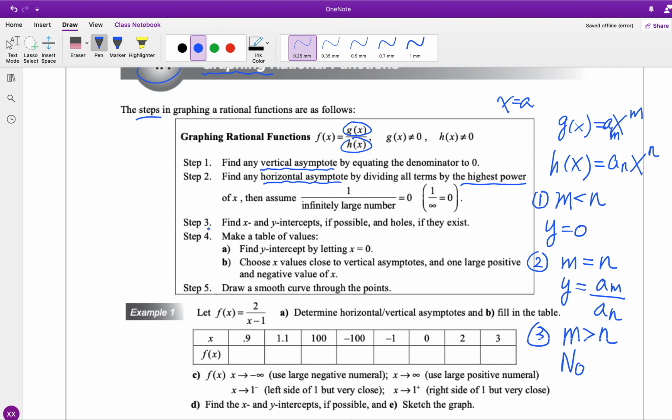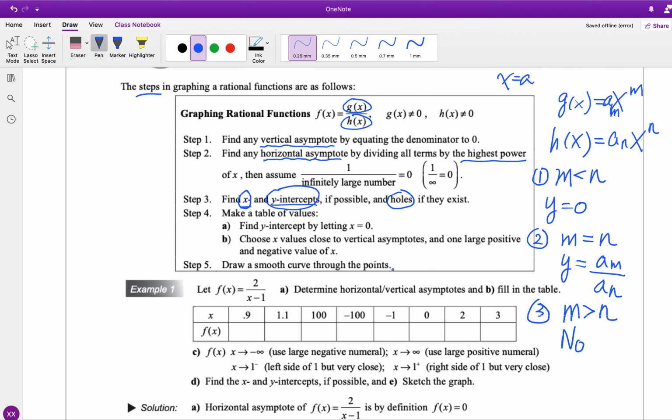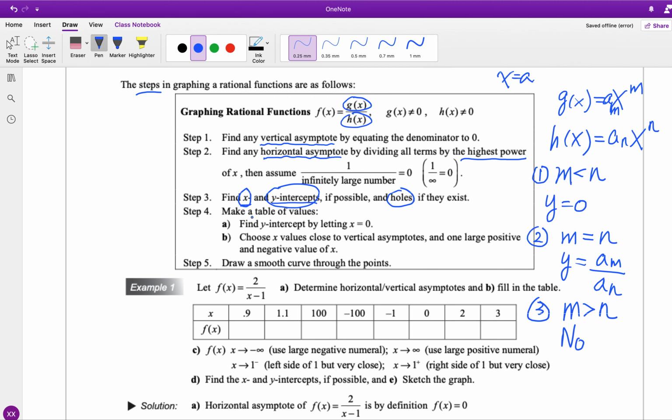And then the third step is to find the x and y intercepts, because these points are very, very important, and also the holes. This is also very important. So we have x-intercepts, y-intercept, and holes. So we're going to figure that out. And then we're going to make a table of values.